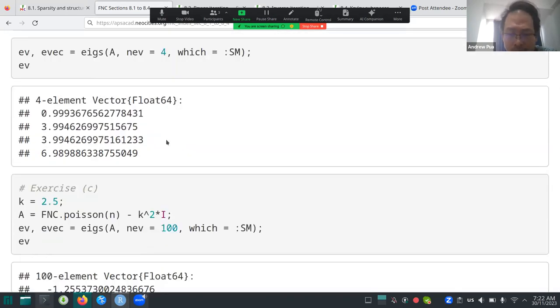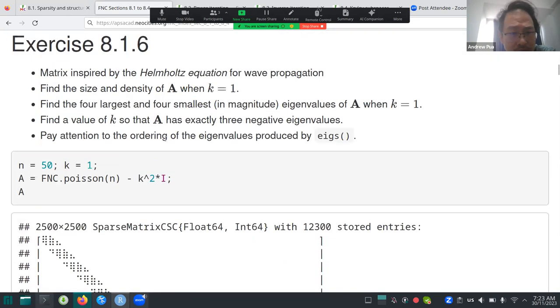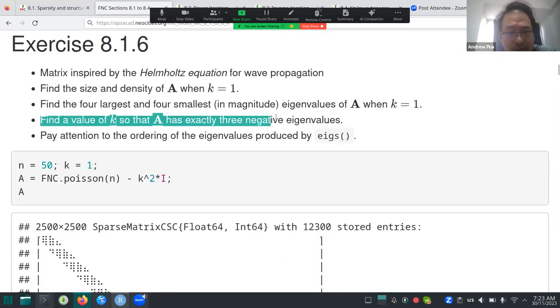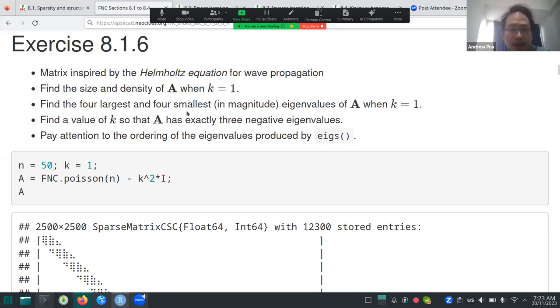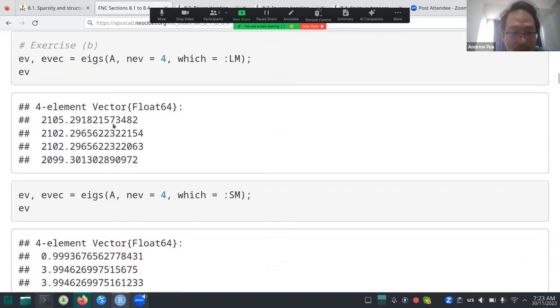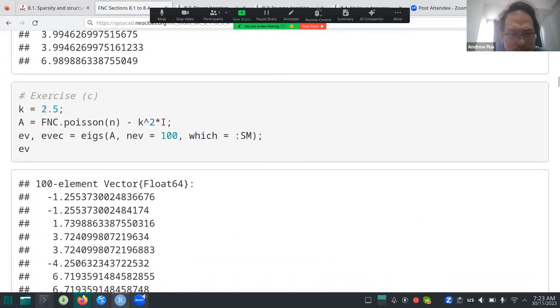And then the remaining exercise is a curious one. It is asking you to find a value of k for which A would have exactly three negative eigenvalues. I did this by trial and error. I'm not exactly sure how to do this analytically, to find bounds for k. So after some trial and error, I found that 2.5 might work.